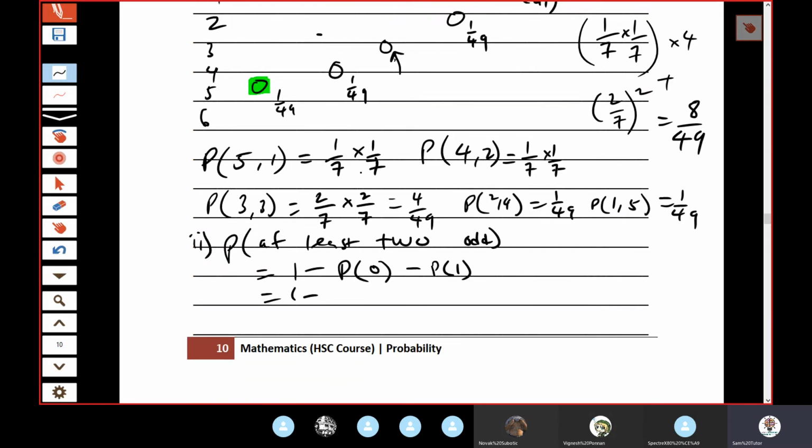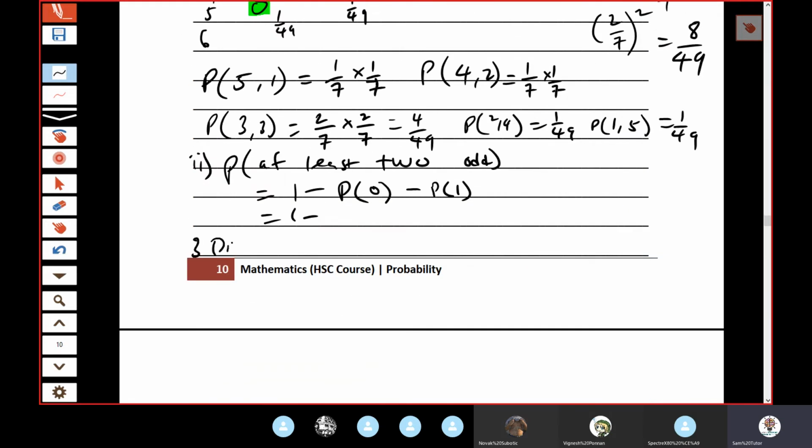There are 3 dice, right? We know there are 3 dice, and we need at least 2 odds. So that means 2 odds or 3 odds. It's probably faster to do that than the other version, because I can see that doing 0 is going to take a long time.